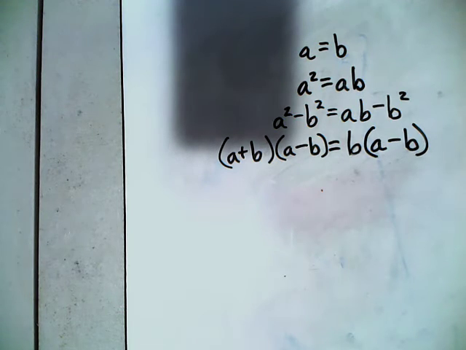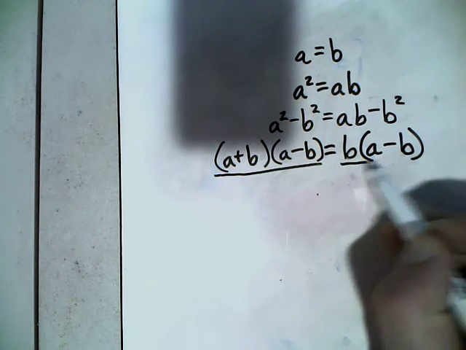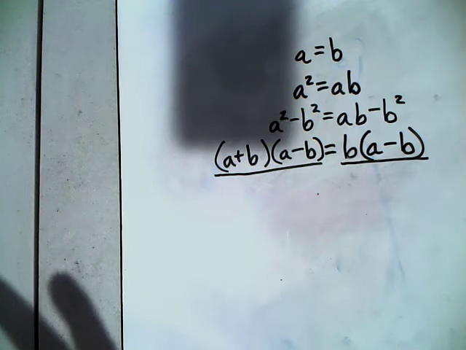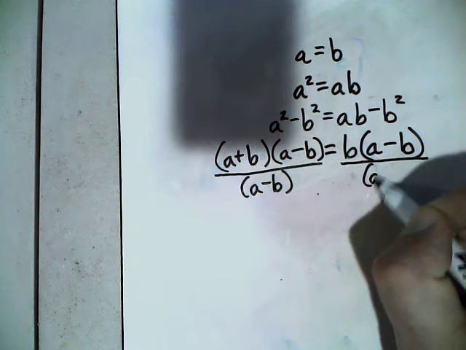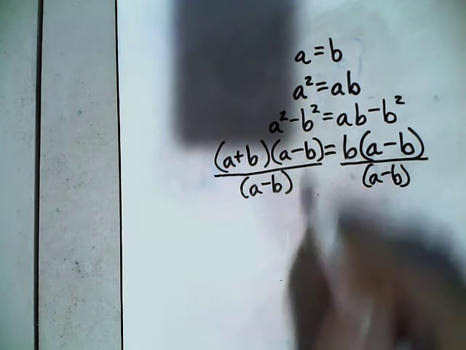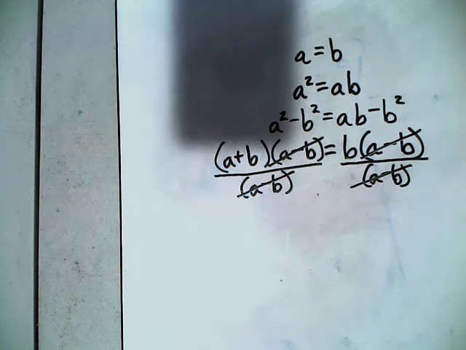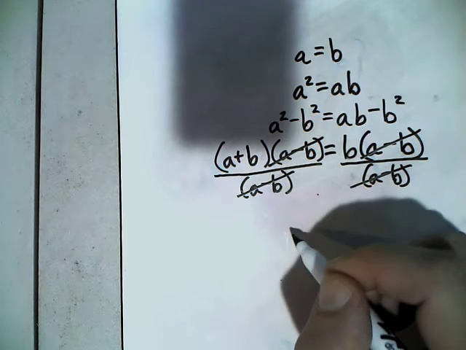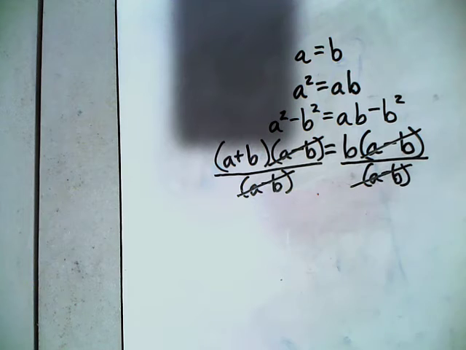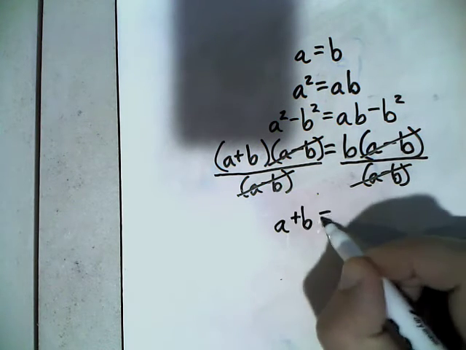All right, so from here, what I'm going to do is divide both sides by the same thing. I'm going to divide both sides by that a minus b, because I see a minus b on both sides, so that way this guy will cancel and that guy will cancel. This guy will cancel and that guy will cancel. So that simplifies it nicely for me. So if I just take what's left over now, so I divided both sides by the same thing, so it should still be equal, right? So a plus b then should equal just b.